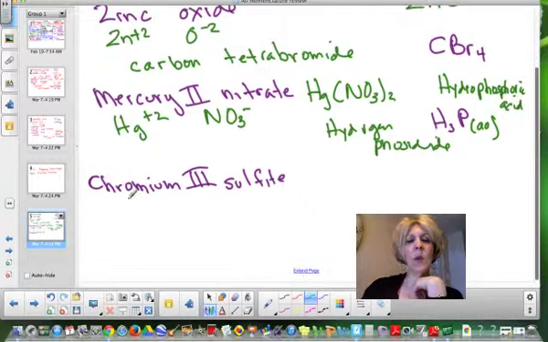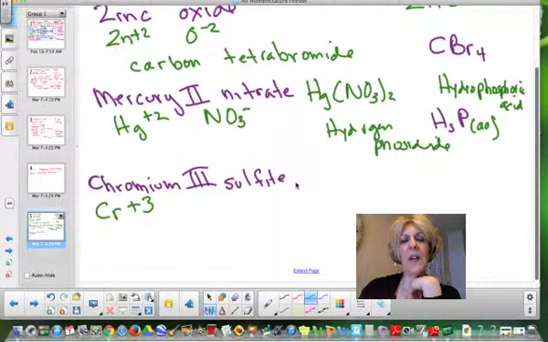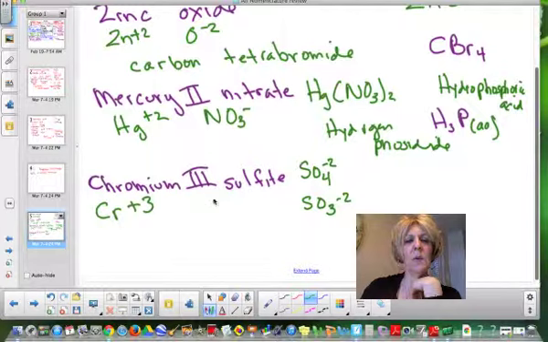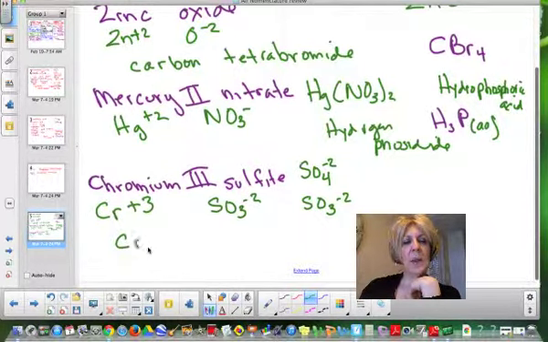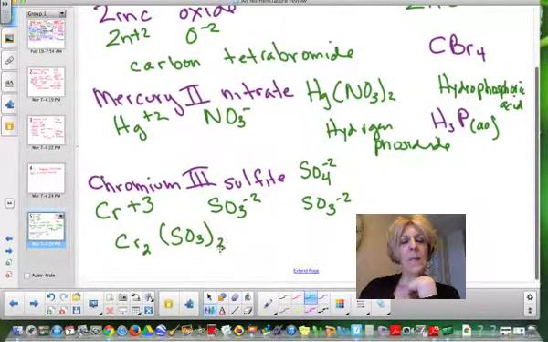And then our last one, chromium 3 sulfite. Well, chromium 3 I know is Cr plus 3. And sulfite, well, let's see. Sulfate is SO4 minus 2. And so sulfite is SO3 minus 2. And so I have a plus 3 here and a minus 2 there. And so I need 2 of these, parentheses, 3 of these. Write this down. Wait a minute. 3 of those. Chromium 3 sulfite.